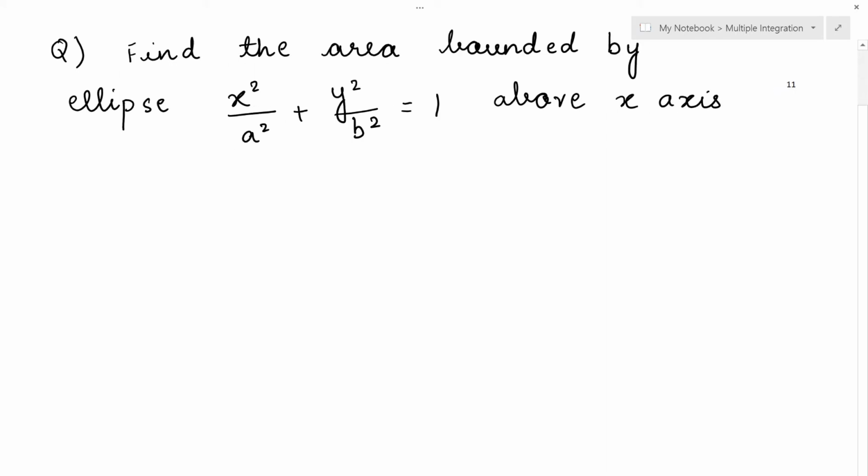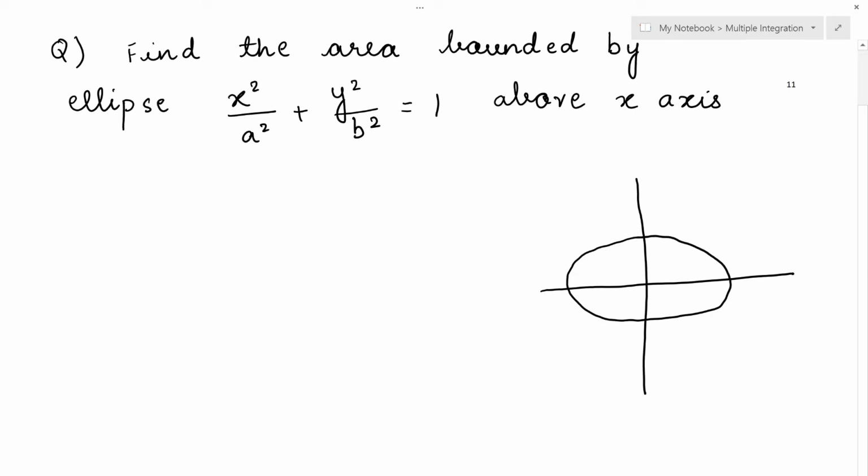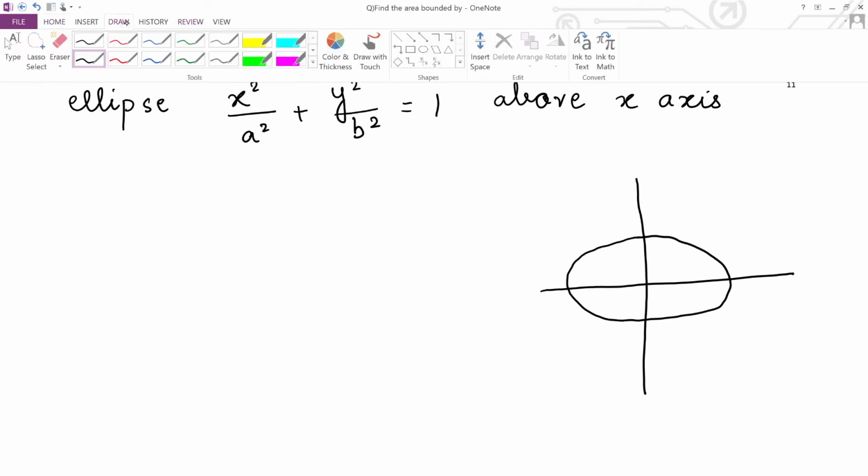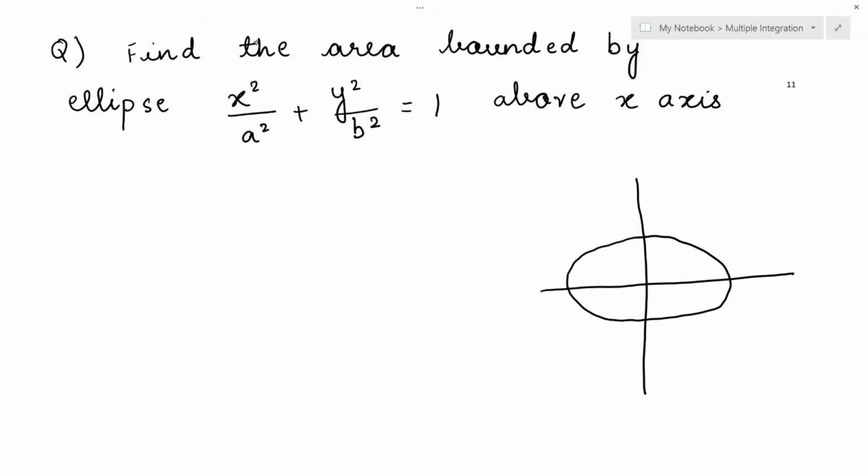Okay, so let's draw the diagram of this. This is your x-axis and y-axis. So this may be somewhere called your ellipse. Okay, the ellipse equation is given. Now, the same as we did in multiple integration, double integration, where limits of integration were not provided. Right, above the x-axis, that means the region of integration is the whole thing.